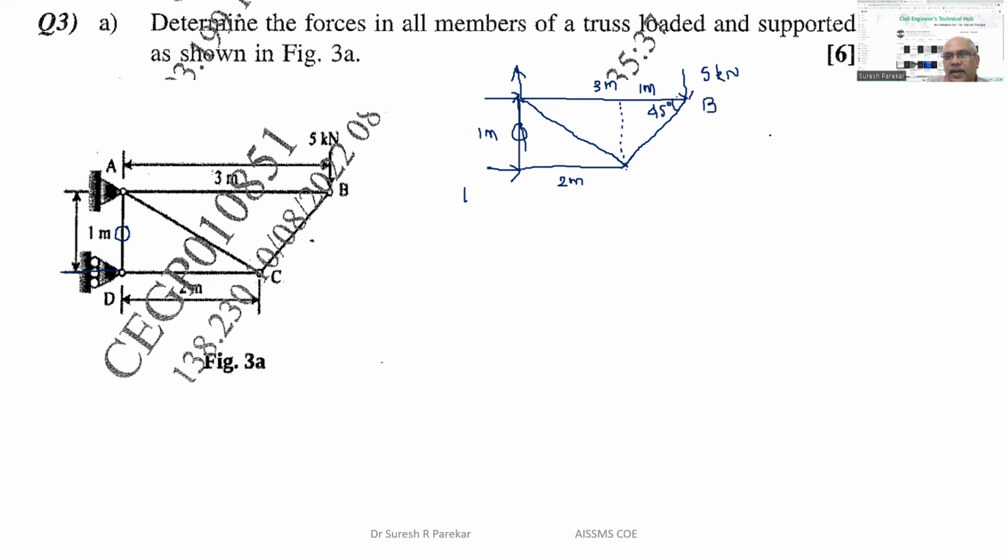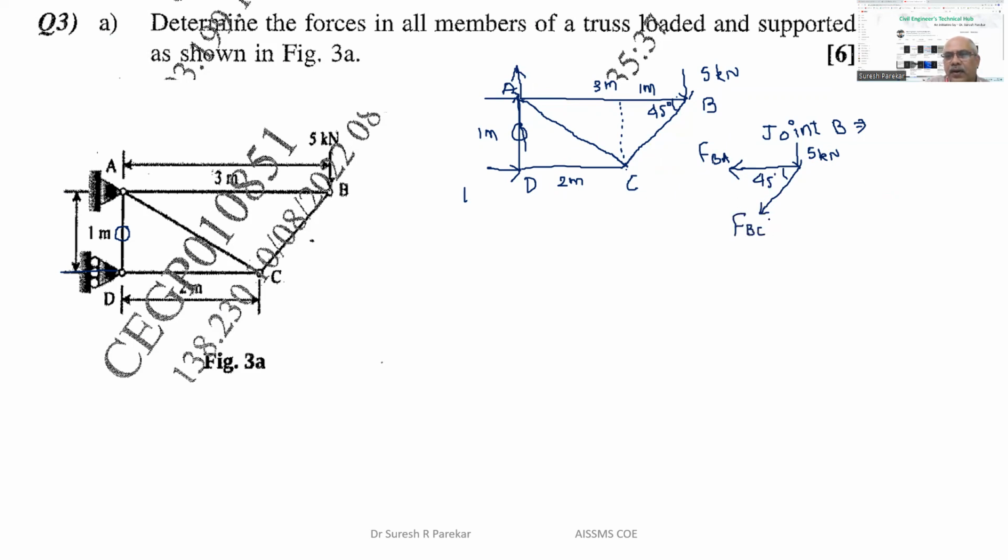So if we will consider joint B, so joint B, and from joint B, we have this will be one member. This is 5 kilonewtons. And this is another member. So we have again, this is FBA. This joint is C, and this is D. So AB is CD. So this will be FBA. 45 degrees we have angle, and this is FBC.